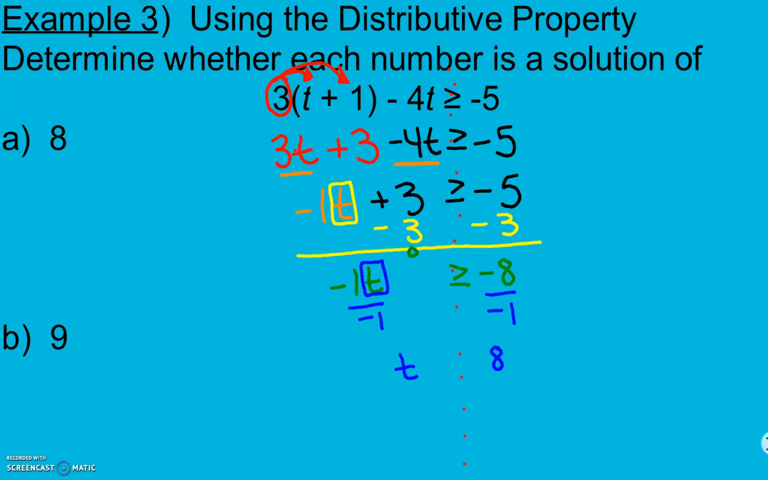But my inequality here, we have to check anytime we multiply or divide. It's being divided by a negative number, so when I bring my inequality down, I have to flip it. So the solutions then are going to be any number that is less than or equal to 8. So in A, is 8 less than or equal to 8? Yep. So is this a solution? Yes.